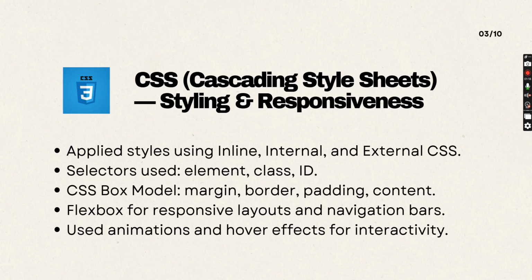Next, I learned how to make my web pages look attractive and responsive using CSS. CSS, or cascading style sheet, controls the presentation of HTML. There are three ways to apply CSS: inline, internal, and external, and I practiced all of them. I learned how to use element, class, and ID selectors and understood the box model, which includes margin, border, padding, and content. I also used Flexbox for layout alignment and spacing, which helped me build responsive navbars and grids.